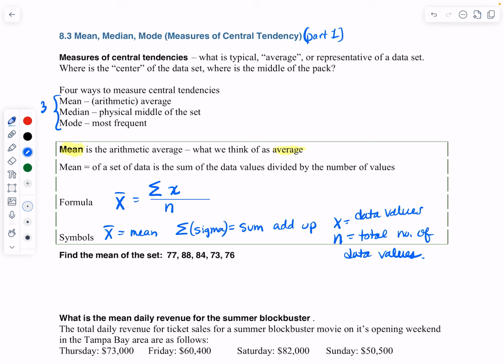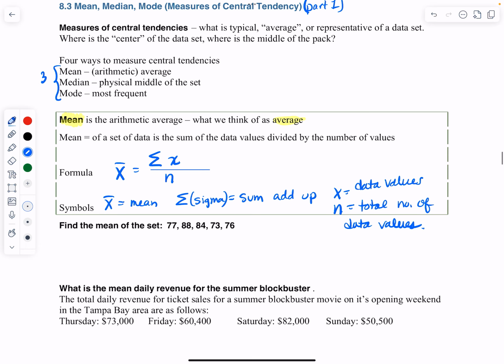So again, x bar is the mean. And then what we're going to do is sum up, or take sigma x, sum up all the x scores and divide it by the total number of data values. So let's look at this example. Find the mean of the set 77, 88, 84, 73, and 76. Okay, so my formula again is x bar equals the summation of all my x values all over n.